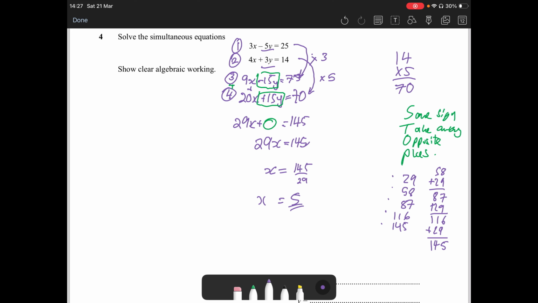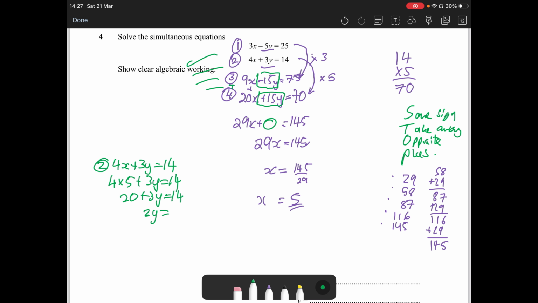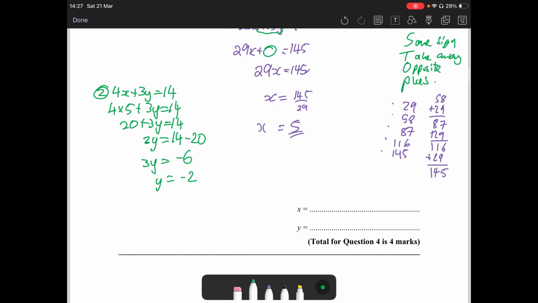Right. Next up, we've got to work out y, right? So you get a choice of any of these 4. Go with whatever looks easiest. I like 2 just because there's no minus signs. So into my 4x plus 3y equals 14, well, I know x is 5. So 4 lots of 5 plus 3y is 14. 20 plus 3y is 14. This is going to involve negatives. So 3y is 14 take away 20. So 3y is negative 6. y is negative 2. And we're done, right? x is 5 and y is negative 2.